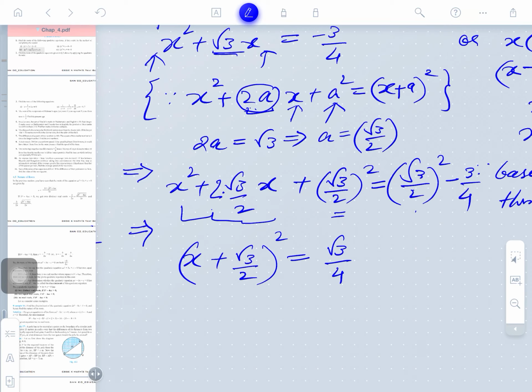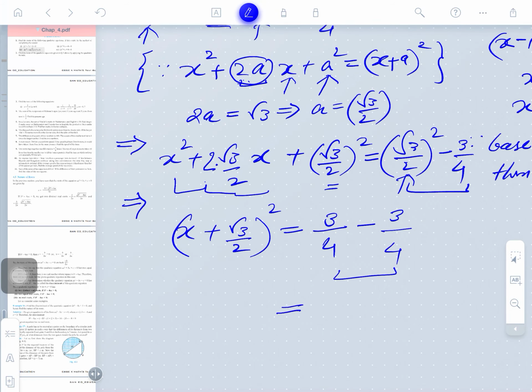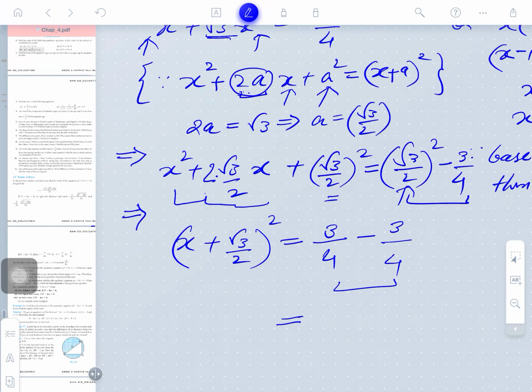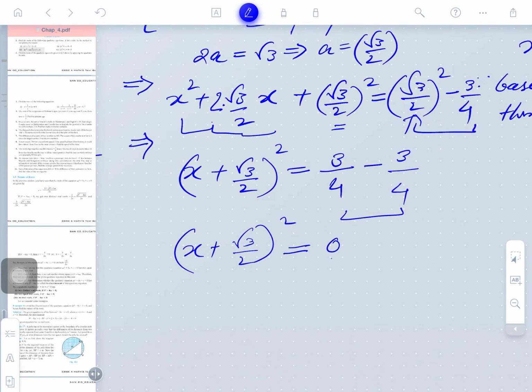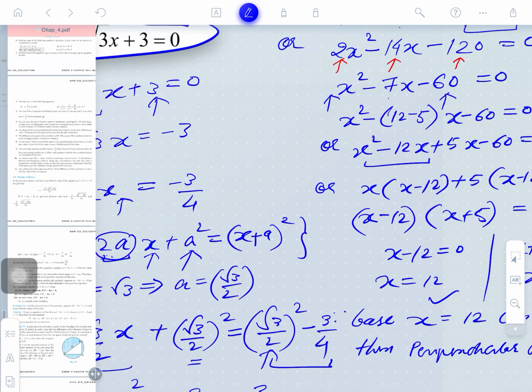No, sorry. What is that? The solution is not 3/4. We need to do the square here. So here you will obtain 3 over 2 squared, which is 3/4, minus 3/4. So you may see what quantity is coming here. The quantity is 0, and it is (x + √3/2)². This is that quantity here.